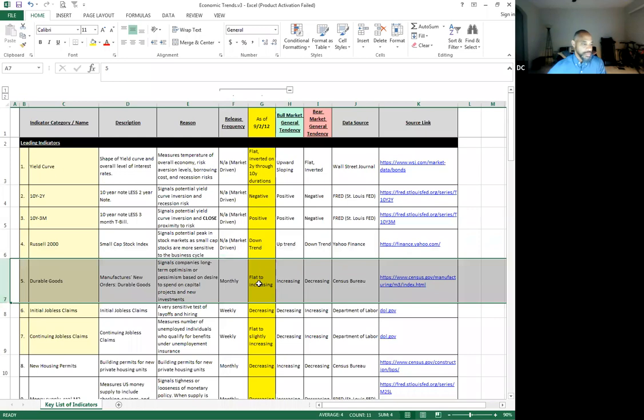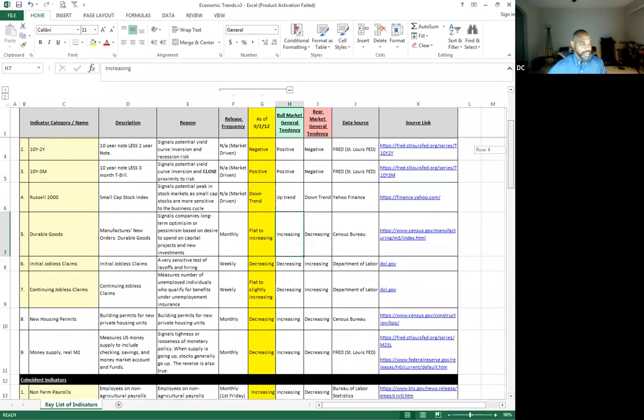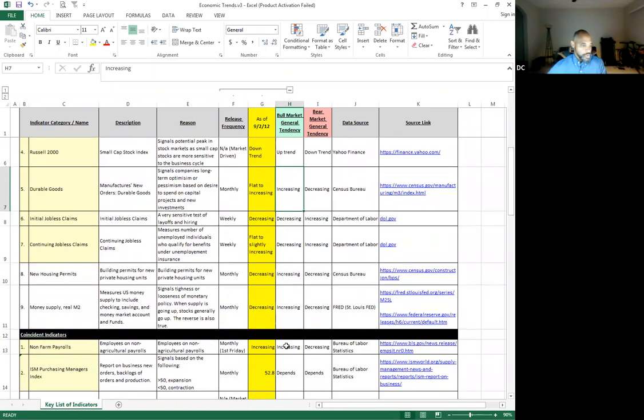This comes out at the end of the month, but durable goods were increasing as of last month. So it's flat to increasing. It's kind of a mixed signal. So it's still sending bullish signals right now. And the economy is relatively strong. And so I only brought this up because I'm going to jump to the economic calendar in a second. But we had non-farm payrolls this week, initial job claims and then continuing claims.